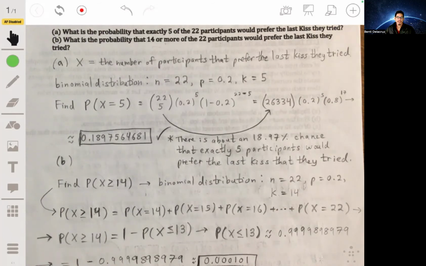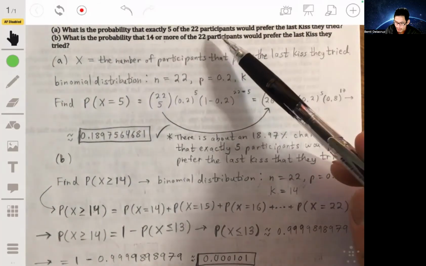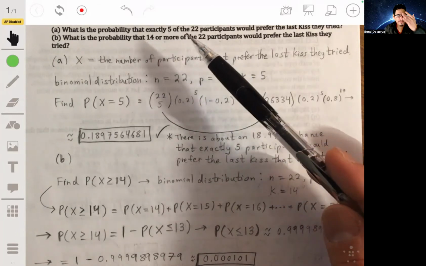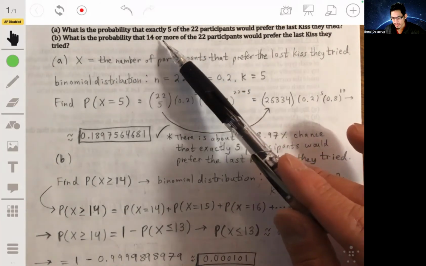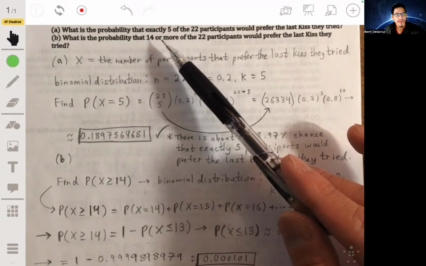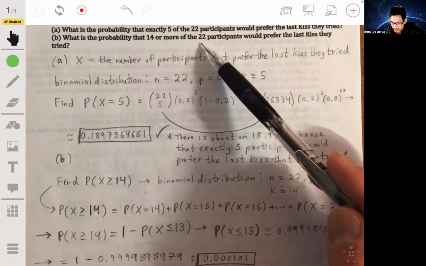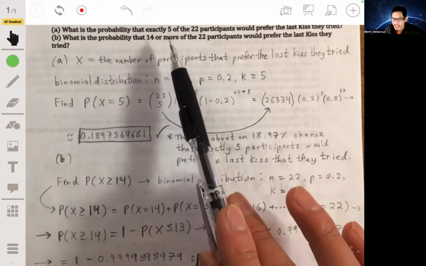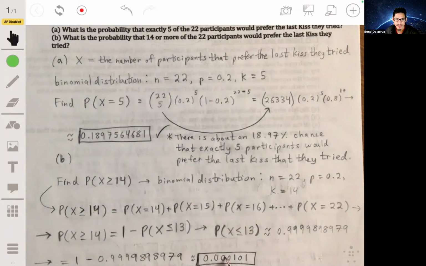Now let's think about what this means in context. Remember, this is actually a real experiment that was done. Is this something rare? If you're going to study psychology, or if you're interested in these types of studies, you might wonder whether there is something to being biased towards the last thing that you taste or eat, because 14 out of 22 picked it. If there was nothing else at play, if it was simply due to chance, the odds of this happening are nearly 0%.